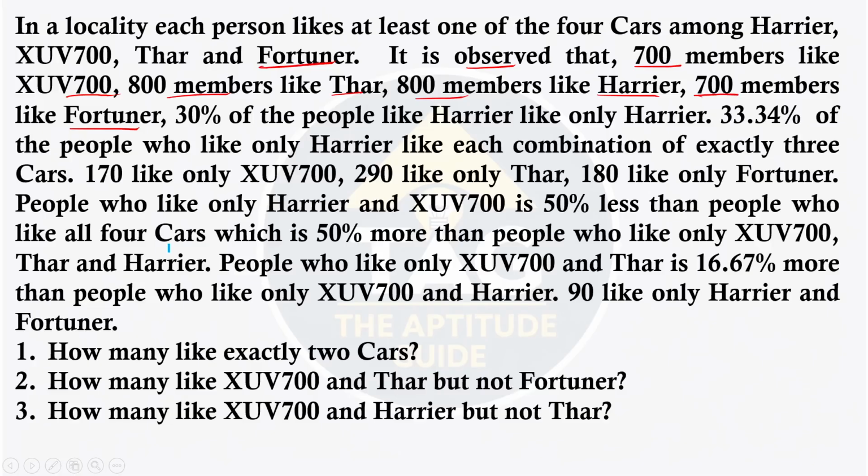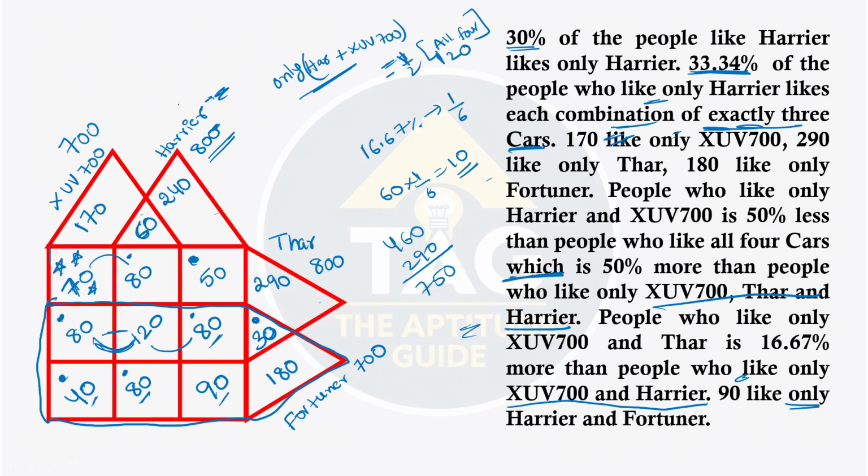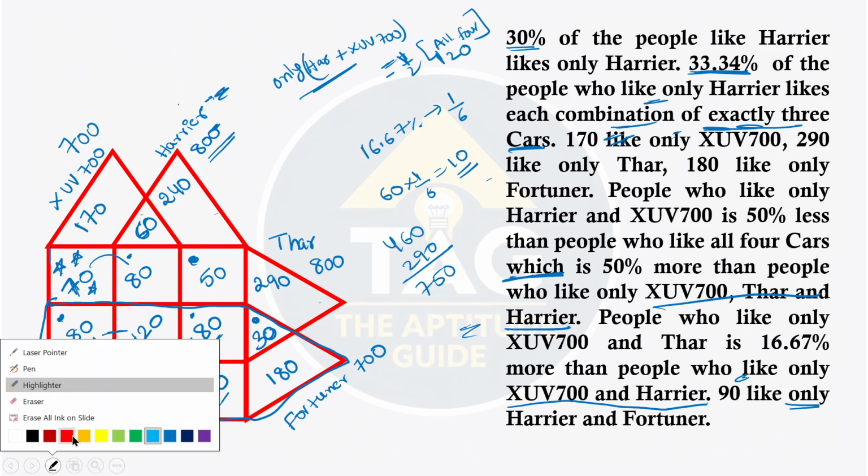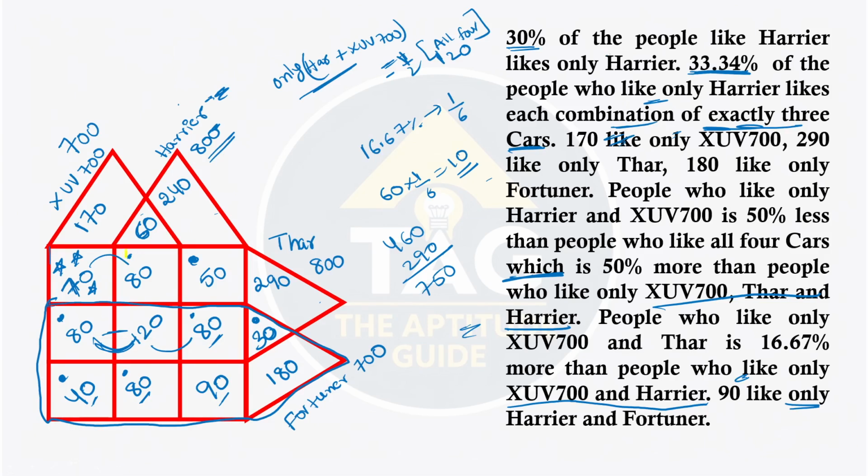Now let's answer these three questions. How many like exactly two cars? So what should be our answer now? We have 60 members here who like exactly two cars. 70 is only XUV 700 and Thar. 40 only XUV 700 and Fortuner.